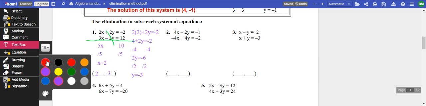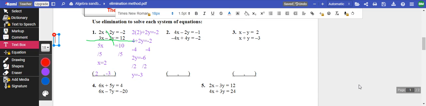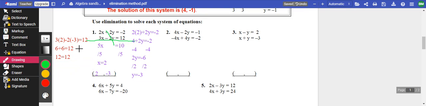Okay, I can check my answer, which is always a good plan. I'm going to put it in that second equation. It doesn't matter, you could have put it in the first. 3 times 2 minus 2 times negative 3 equals 12. So I've got 6, and a negative times a negative is a positive, plus 6 equals 12. So 12 equals 12. I'm good. I've checked my answer. Sometimes I like to even make a little check mark next to it. Check. I've done it.